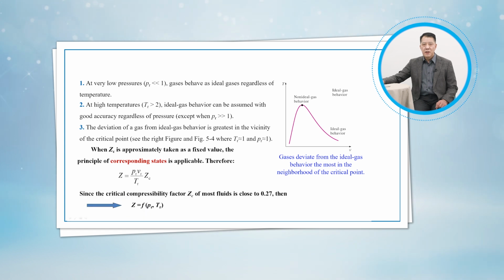Therefore, since the critical compressibility factor Zc of most fluids is close to 0.27, then we have the generalized compressibility chart for Zc equals 0.27 made in engineering can be conveniently used for approximate calculation.